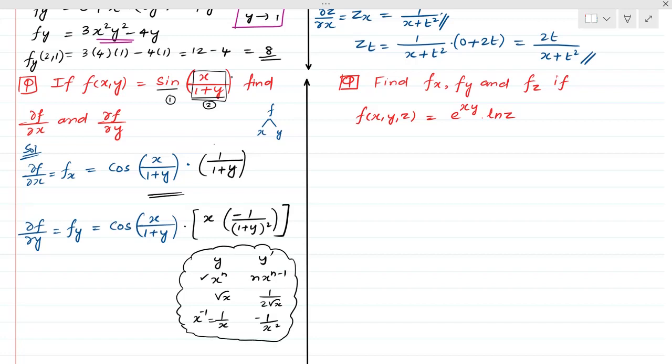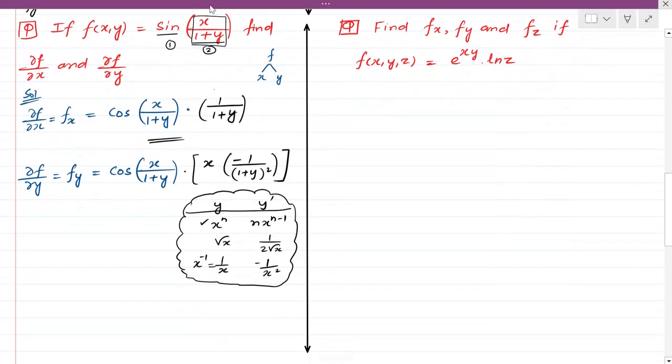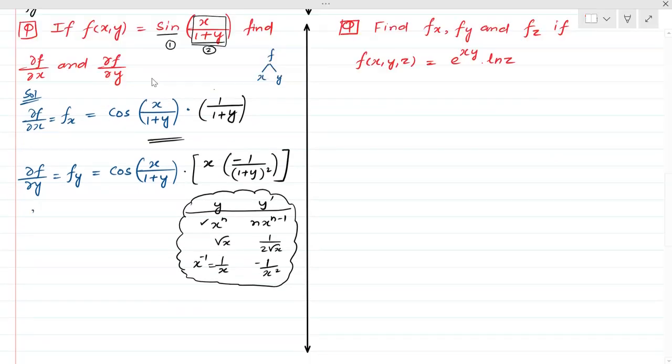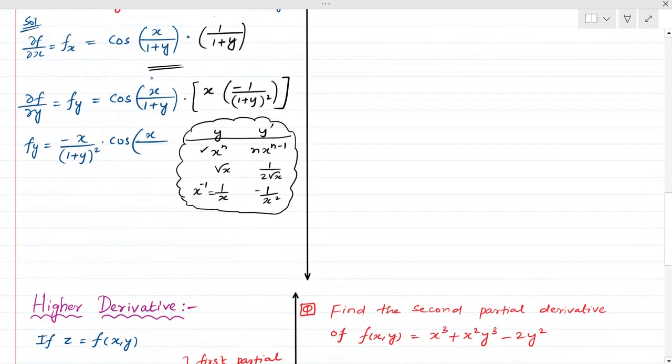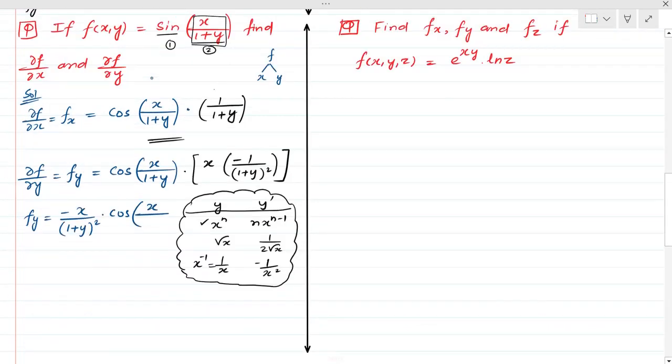Now we will take the next. What are the first and next one? Multiplication. Just multiply. fy is given by minus x over 1 plus y whole square, into cosine of x over 1 plus y. So this is the final answer. We cannot simplify since the value is not given, so leave it as it is.